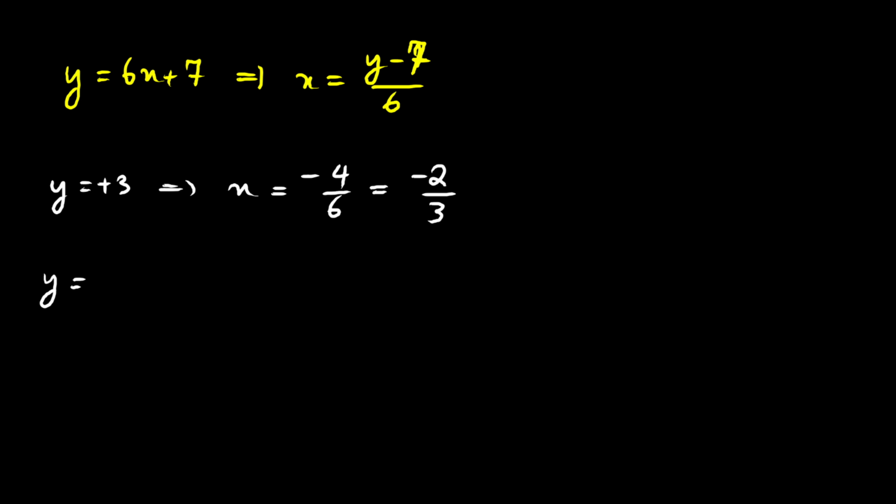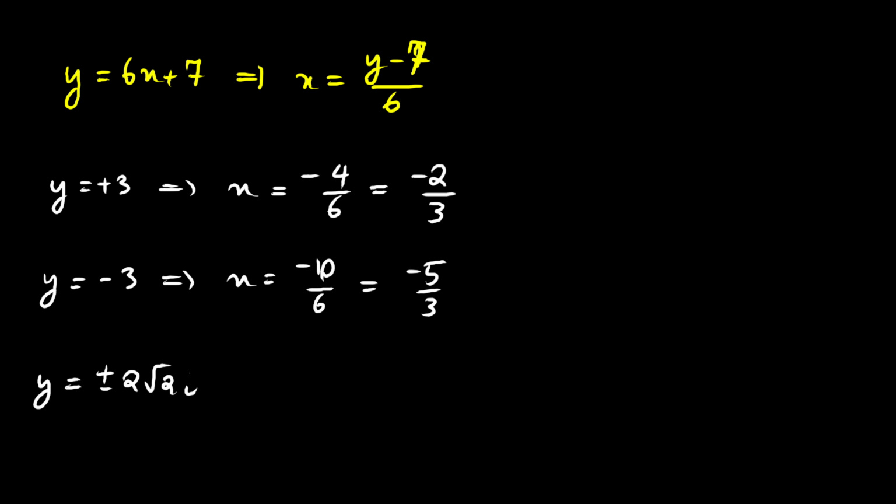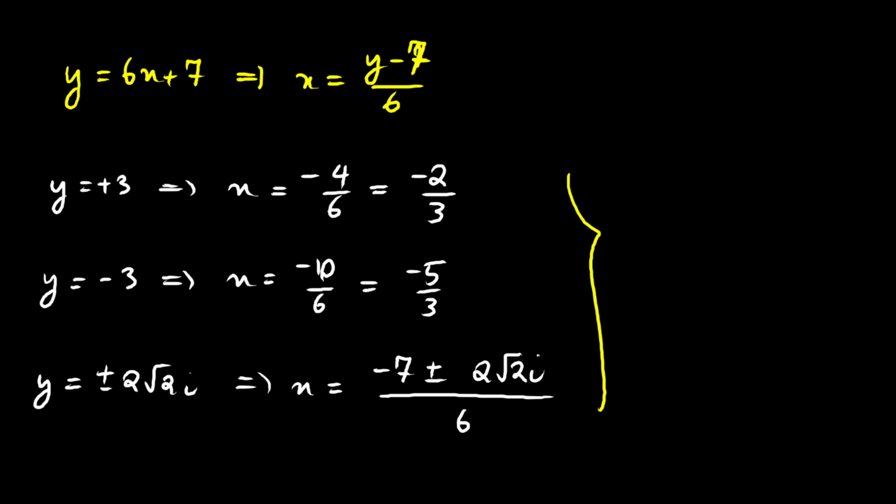And if y equals negative 3, x is going to be negative 10 over 6, which reduces to negative 5/3. And finally, if y equals positive or negative 2 times the square root of 2 times i, x is going to be negative 7 plus or minus 2 root 2 times i divided by 6. So we have found 4 solutions for our equation, and that means that we are done with the first equation.